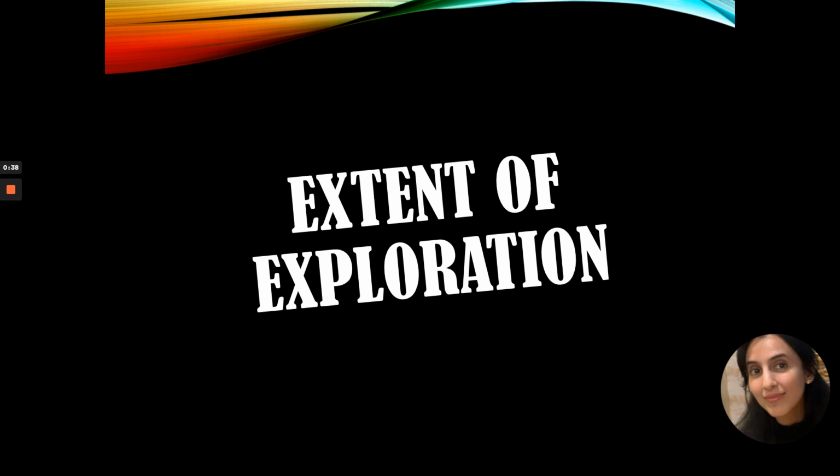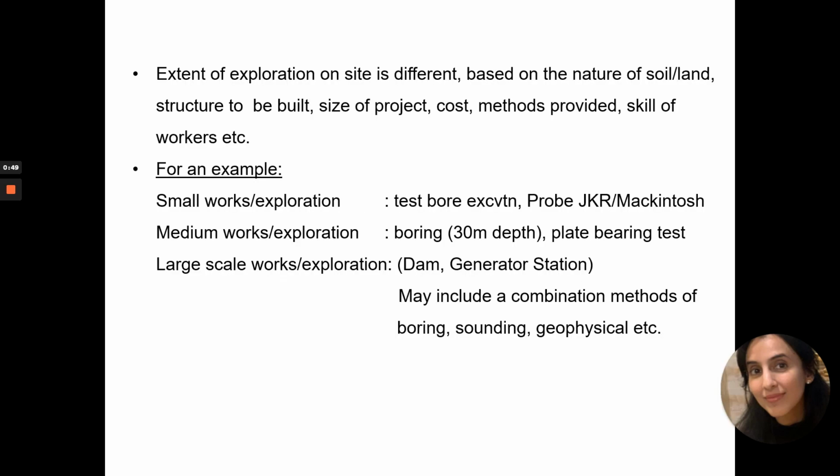So not how to do it, but what is the extent of exploration? Like how many points you have to do, and what is the depth of the exploration you have to do. It all depends on the site because each site is different. It is based on the nature of the land, the structure to be built, the size of the project, the cost, the methods, workers, and techniques and tools available.